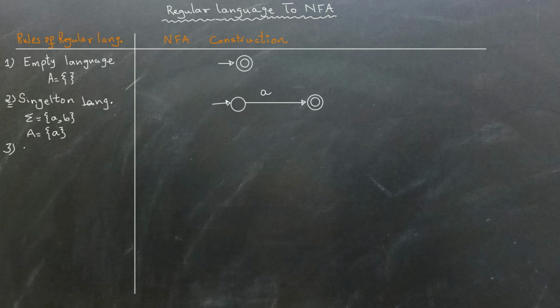We know from the previous video that union of two regular languages is regular. Hence, consider the union of two regular languages A and B. Assume we already have NFAs for the regular languages A and B. I have represented these NFAs using wavy lines indicating that some states are not shown in the diagram. These NFAs may have multiple final states.